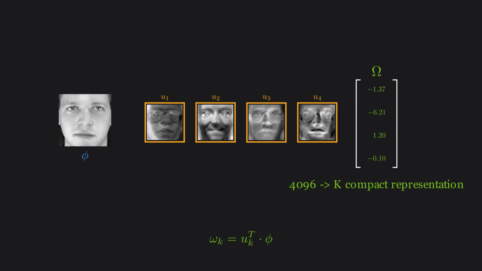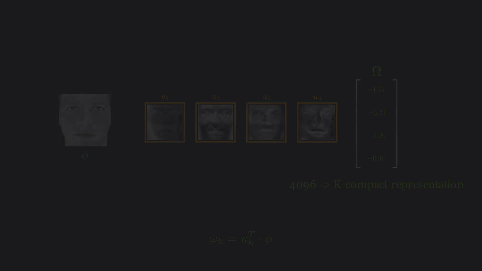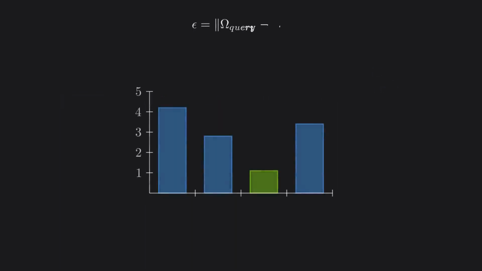Here is how recognition works. Take a new centered face, phi. We pass it through each eigenface, one at a time. Each pass gives us one number, a weight, omega k. How much of this eigenface is present in this face? Collect all k weights into a vector, capital Omega. Instead of 4096 numbers, we now have k, 50 typically. That is this face's address in face space.